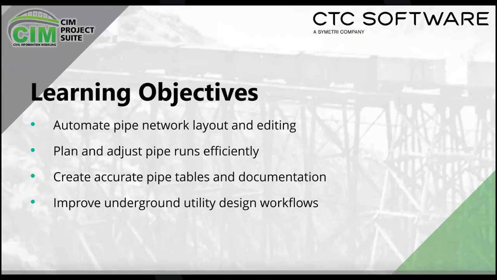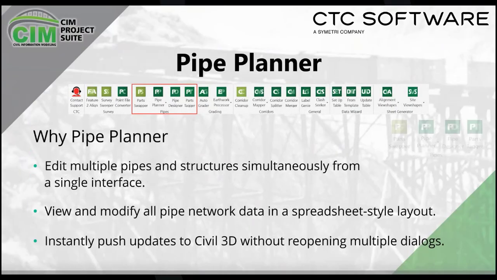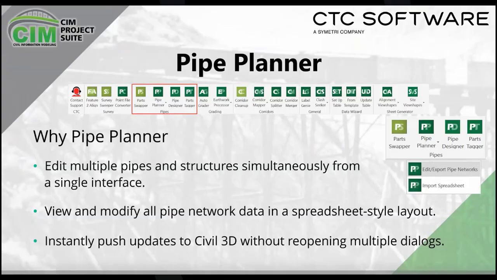Today we're going to talk about how we can use the tool to automate our editing of our layouts, and we can adjust the plan runs as a whole or individually. That should help us create accurate documentation, which will in the end improve all of our underground design workflows. Pipe Planner is part of our pipes module set of tools. We have 4 tools within that: Part Swapper, Pipe Planner, which we're talking about today, Pipe Designer, and Parts Tagger.